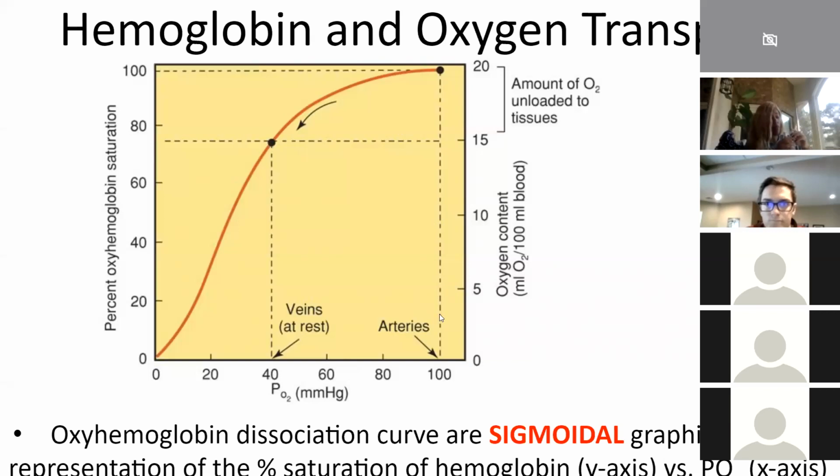So for example, these are the arteries in the body. These are where you have fully oxygenated blood leaving the heart, and so here you have 100% oxygenation. Over here are the veins at rest, at 40%. You can see that you basically oscillate between 100 and 80%. You don't often dip down into these lower areas.